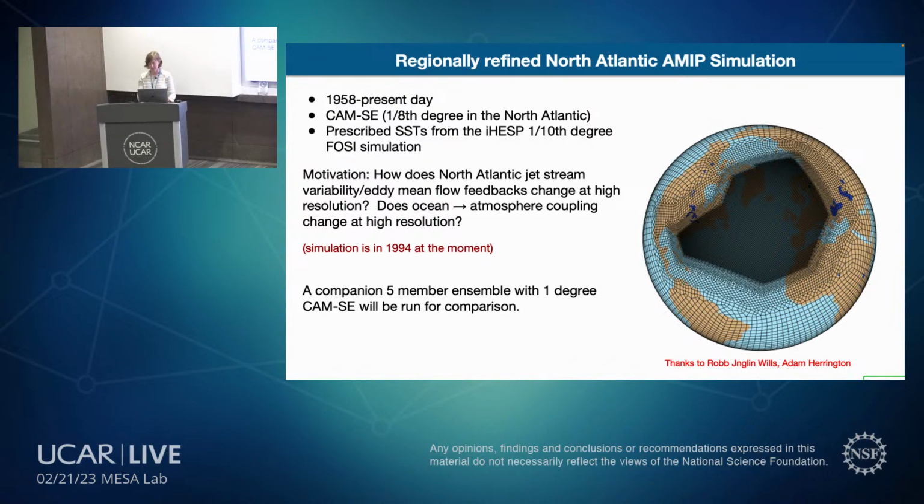There's regionally refined North Atlantic simulations going on. So this is a grid that was generated by Rob, who's here, and Adam. And it's going down to a 1/8 degree resolution in the North Atlantic. And so we're running a 1958 to present day AMIP simulation with this grid with the motivation of seeing how does having that kind of unprecedentedly high resolution in the Atlantic for this long of a period impact ocean-atmosphere coupling and the North Atlantic jet stream variability.